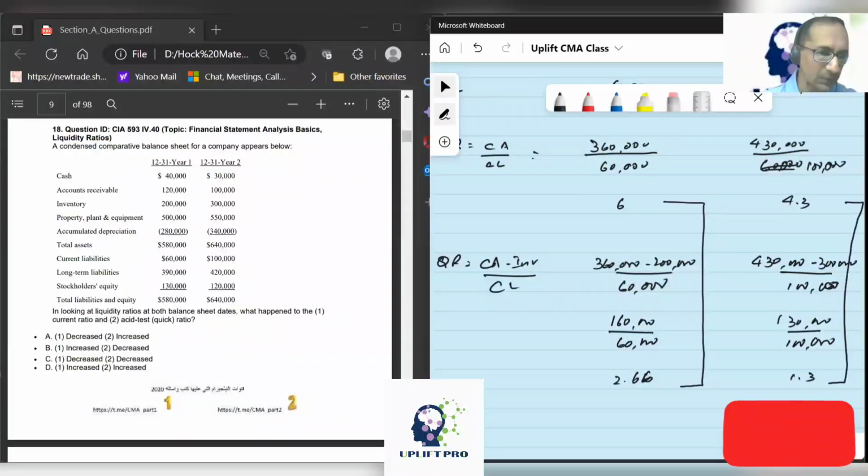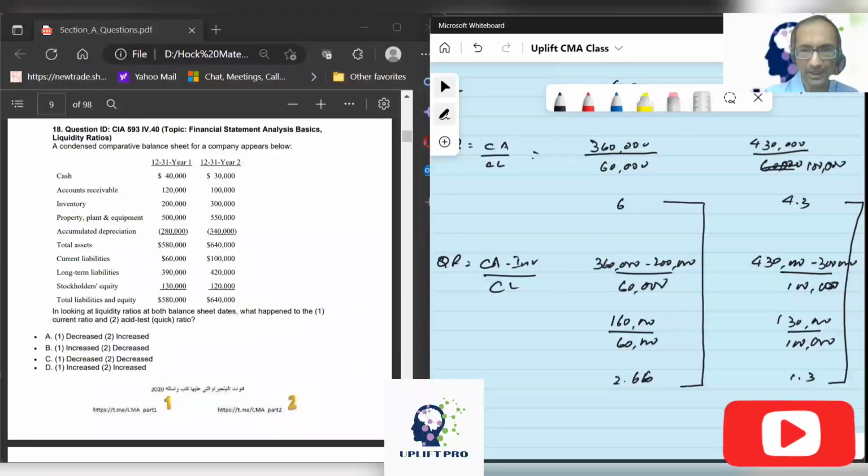So in looking at liquidity ratios at both balance sheet dates, what happened to the current ratio? Current ratio decreased. What happened to quick ratio? Quick ratio also decreased. So the answer is option C, which is decreased. Current ratio decreased, quick or acid test ratio also decreased. That is the answer. This is how you will have to calculate your current assets and current liabilities, and then use those to calculate your current ratio, quick ratio, and cash ratio.